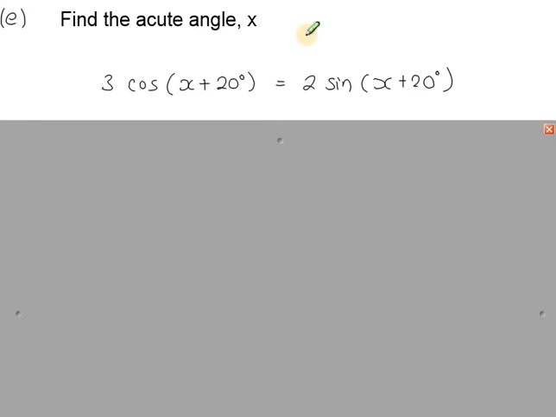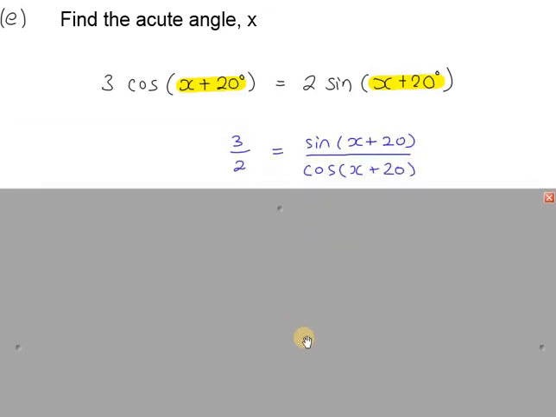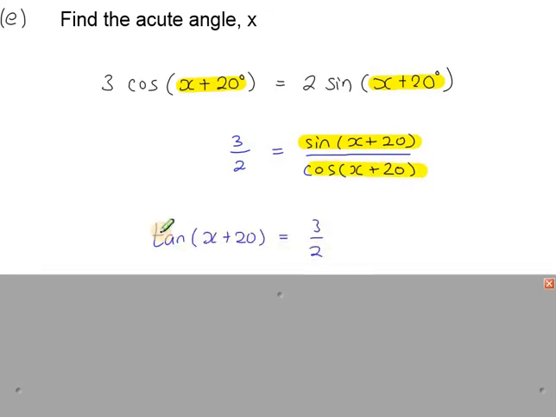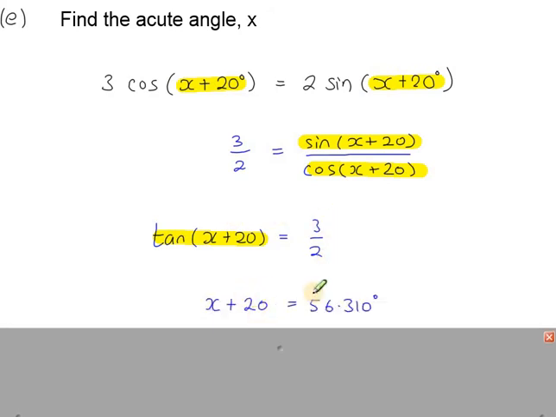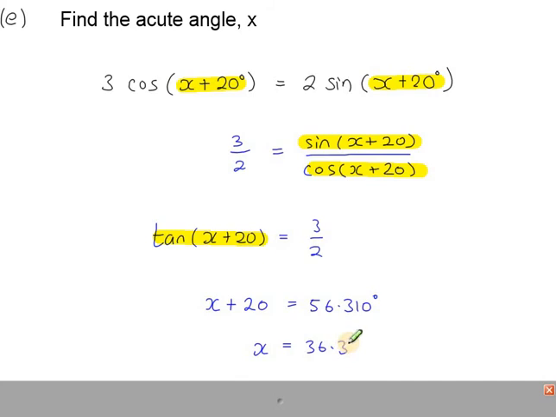In this example we have to find the acute angle x. The angle is the same on both sides. We have a sine term, we have a cosine term, so if we divide we could get a tan term. So simple rearrangement, and we know sine over cos is equal to tan here. So tan inverse of 3 over 2, subtract 20. Here is the acute angle we were looking for.